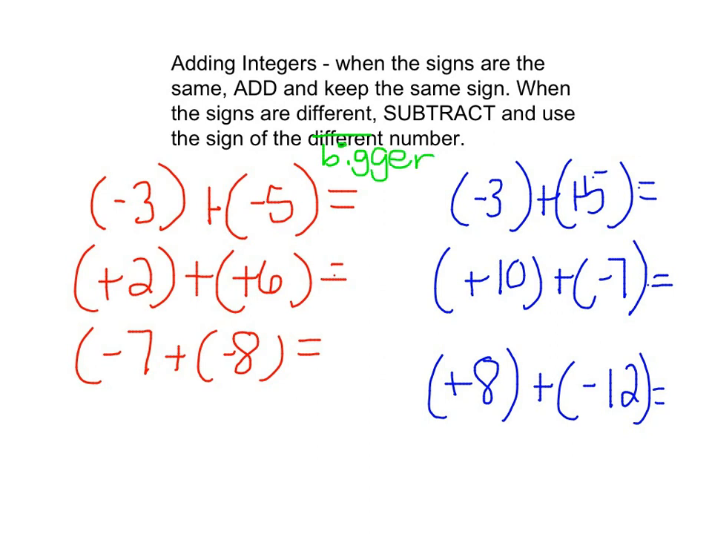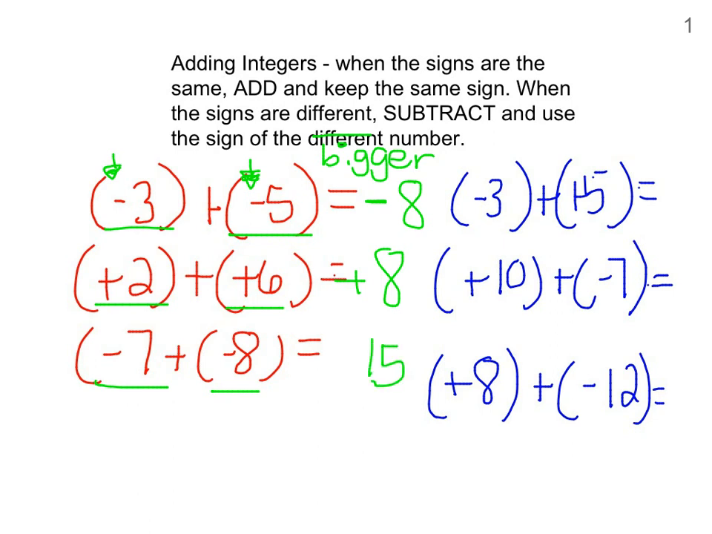Okay, so let's look right here. We have -3 plus -5. The signs are the same, so we're just going to add. 3 plus 5 is 8, and keep the same sign, so it's -8. Here we have +2 plus +6. The signs are the same, so we add and keep the same sign, which is positive, so +8. That's just 2 plus 6. And the last one again, -7 plus -8. Signs are both negative, so we add, 15, and keep the same sign, which is negative. And remember, these are all adding, so we've got a plus in between.